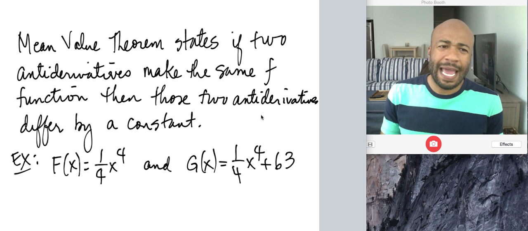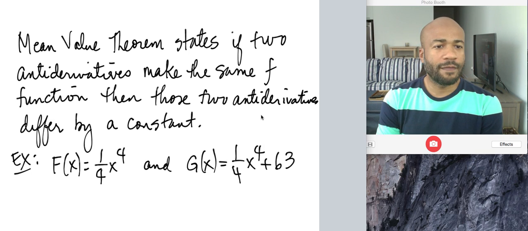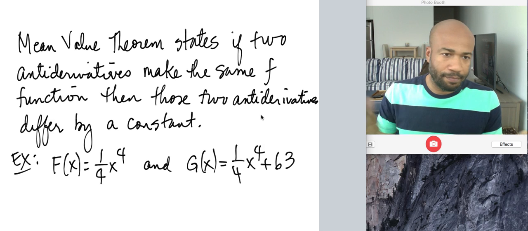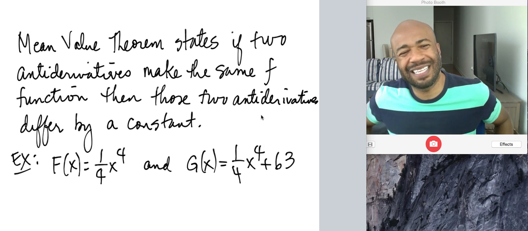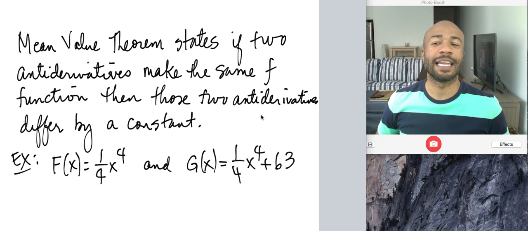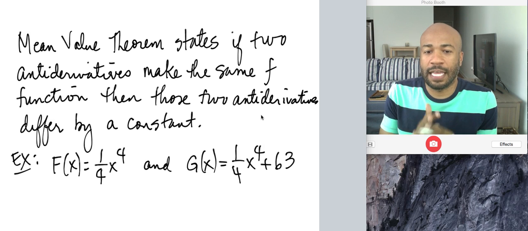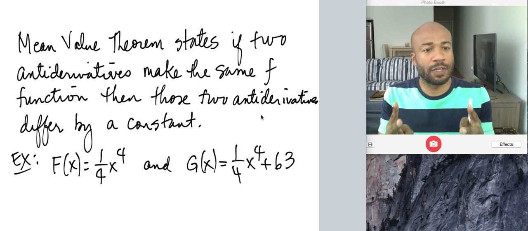So this normally happens because of what's called the mean value theorem. So the mean value theorem, it's this big theorem in calculus. It's not that big. There are bigger ones. It states that if two antiderivatives make the same little f, then those two antiderivatives only differ by a constant.